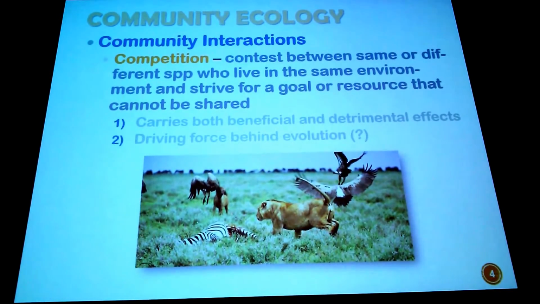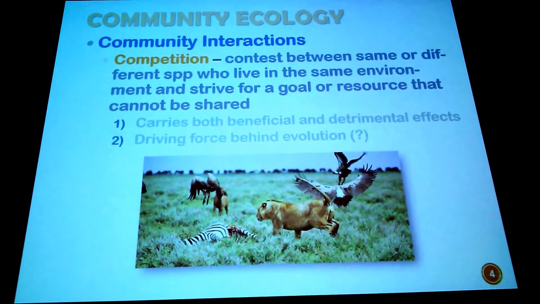How is it detrimental? Go ahead with what you said before, just a few minutes ago when I asked how competition is beneficial. It was that it weeds out the losers. Okay, how is that detrimental? Because somebody's got to lose, right? There are going to be losers. Not everybody's going to survive.